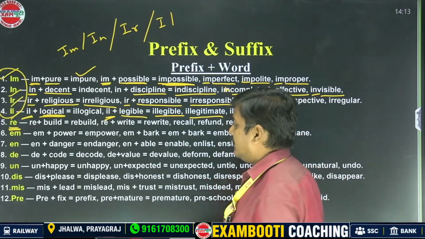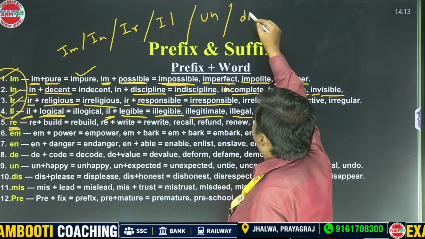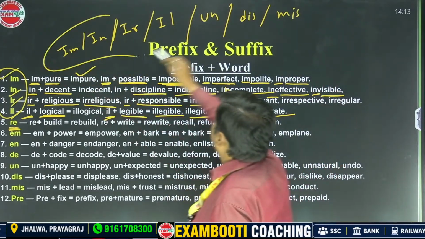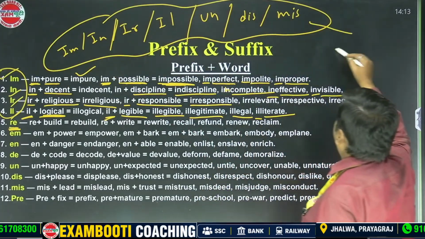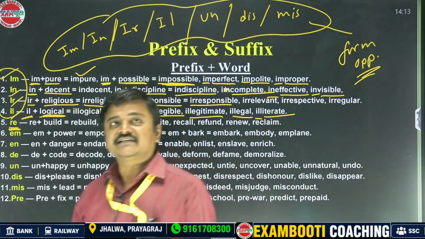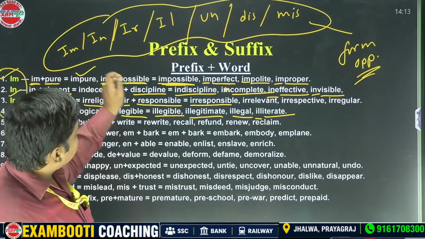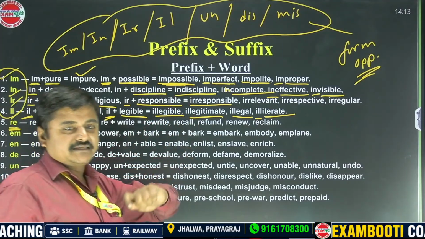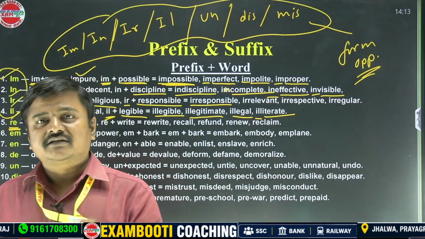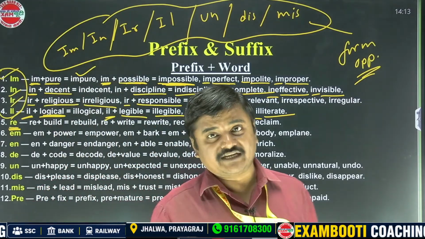They make opposites. We will also learn UN, DIS, MIS. All these prefixes form opposite words. Remember this. Always remember this. IM, IN, IR, IL, UN, DIS, MIS. When you add all these prefixes to a certain word, original word or root word, you will get its opposite. Remember this.